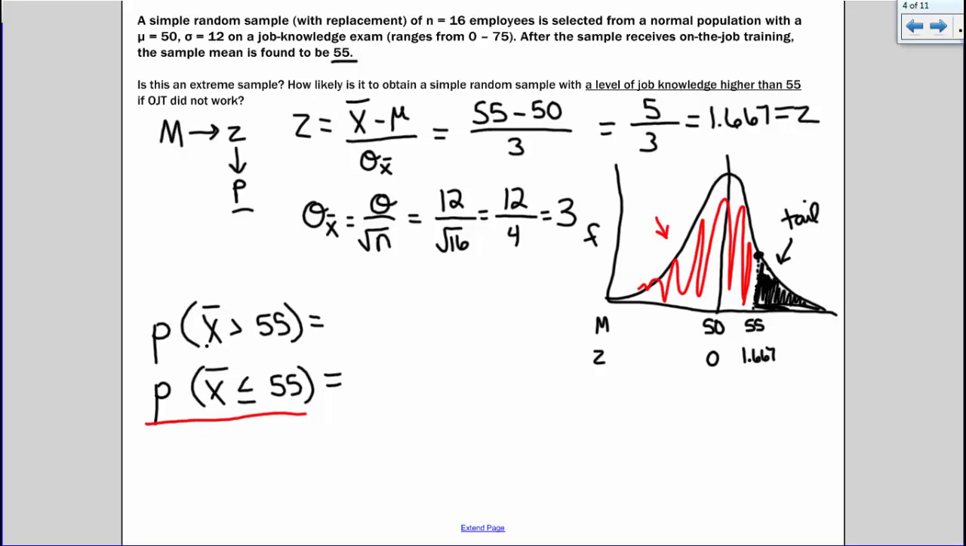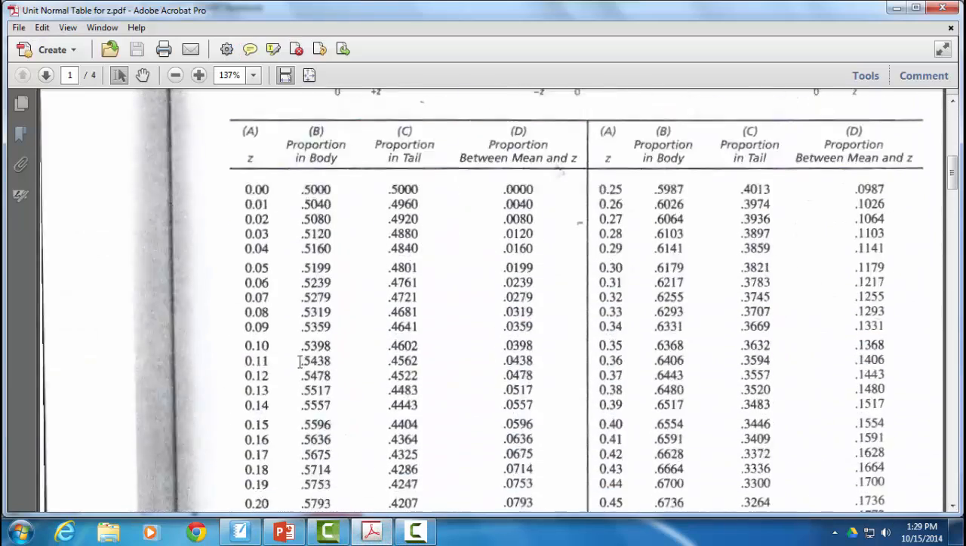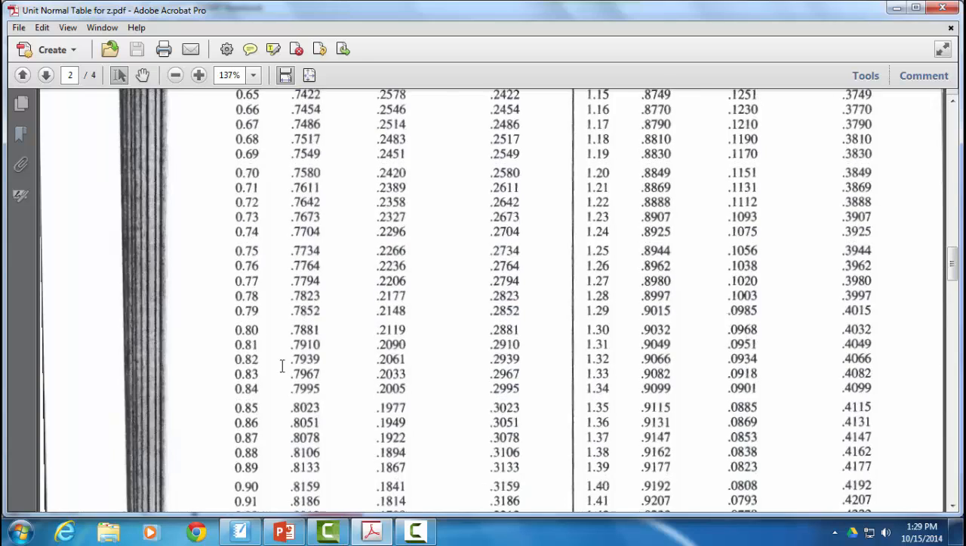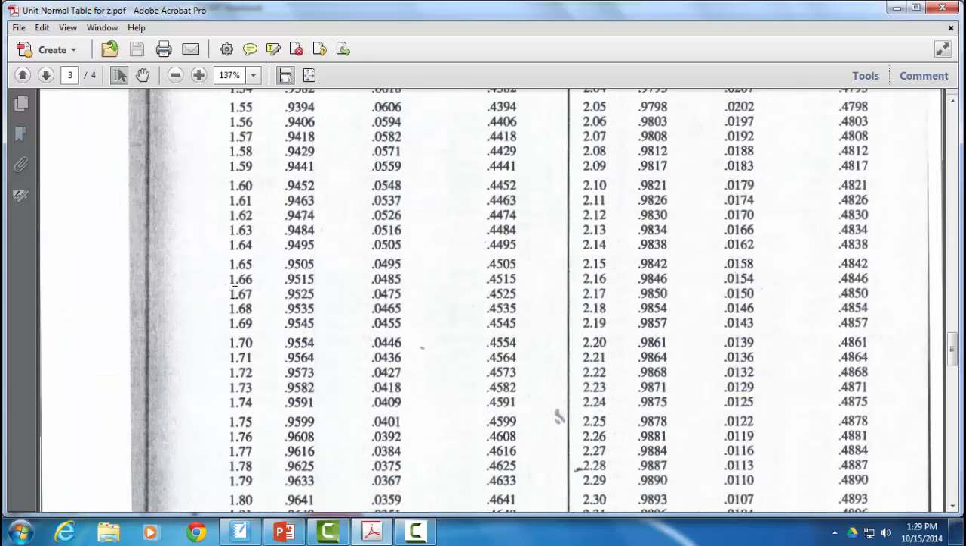So I can go to my z-score of 1.67 because that's what we'll be looking for in the table. Remember, it goes to the hundreds place. And then just look for the body to find the other one. All right, so let's go look at our table. So I'm looking for a z-score of 1.67. And, oh, there it is. This is my proportion in the body. This is my proportion in the tail.